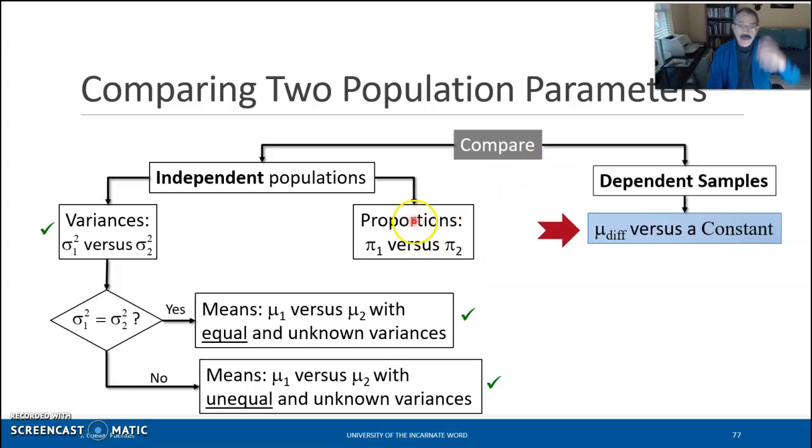Now, looking at this flow diagram that has been used to guide the discussion in this Module 9, you can see that in terms of independent populations, we have discussed the comparison of the variances, the comparisons of the means when the variances are equal, and the comparisons of the means when the variances are not equal. Now, in this situation, we're going to talk about dependent samples. And here is where we look at the comparison of the mean of the differences of the paired samples versus some constant. All right, so we're going to talk about the idea of dependent samples.